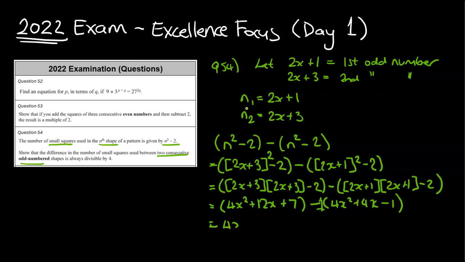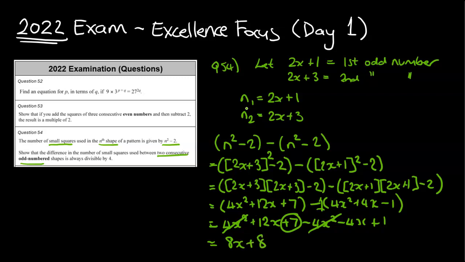So we've got 4x squared, and I'm taking away these last brackets as well. Plus 12x plus 7 minus 4x squared minus 4x. And then we've got plus 1. All of this comes to, because 4x squared minus 4x squared is 0, we've got 12x minus 4x is going to become 8x. So we've got 8x. And then we've got 7 plus 1. And that's going to get me to 8.